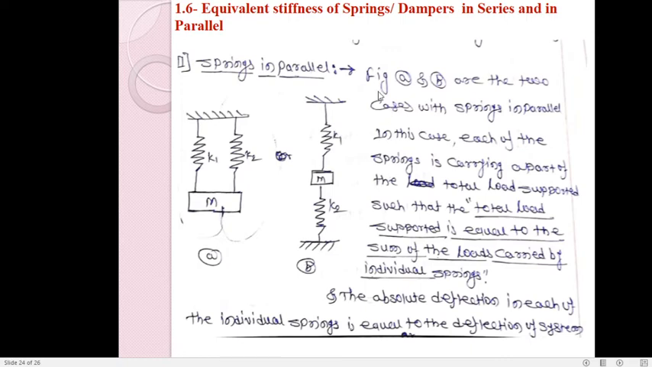We have explained this: figures A and B are the two cases with springs in parallel. In this case, each of the springs is carrying a part of the total load, such that the total load supported is equal to the sum of the loads carried by the individual springs. This is the basic difference between the previous case and this case. In the previous case, the total deflection in the system is the summation of the individual deflections. Here they are sharing different forces because they are connected in parallel.